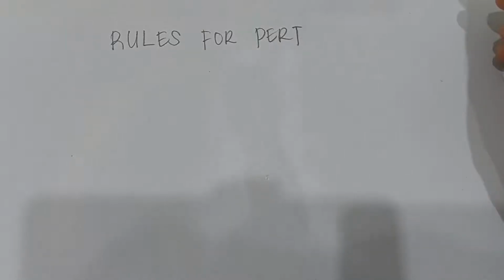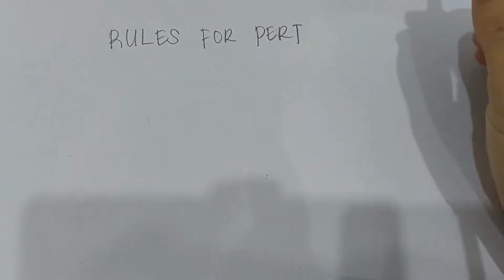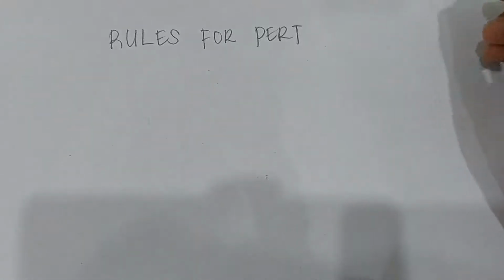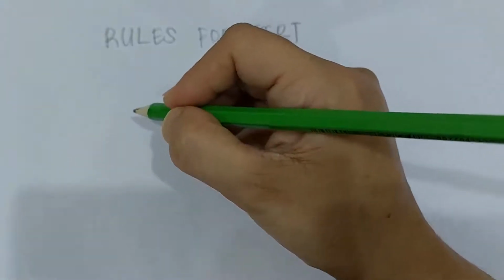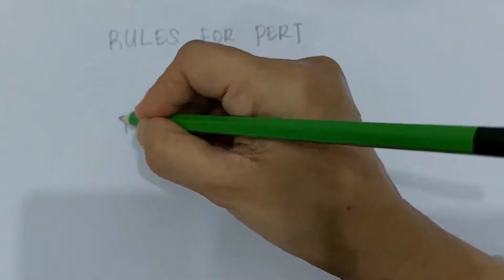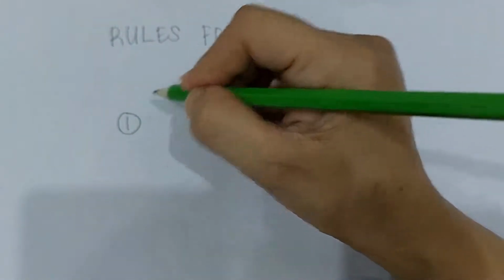I'm going to show you a few basic rules first, then we will discover more rules as we go along. First thing is how to draw a PERT diagram. It is quite similar to your precedence diagram, with only some differences. First, you need to draw a number and a circle.